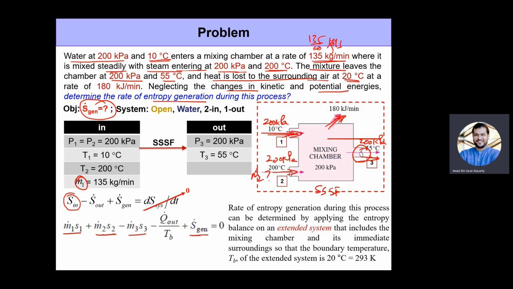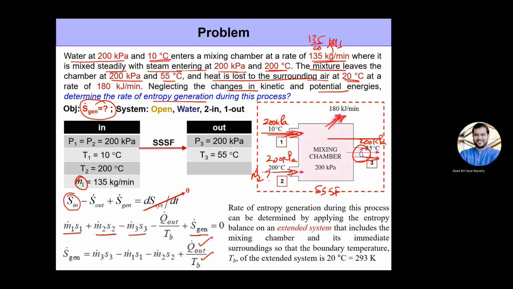Plus, of course, the entropy generation is equal to zero. Or we can rewrite this equation by sending all other terms to the right hand side: entropy generation is equal to m dot 3 s3 minus m dot 1 s1 minus m dot 2 s2 plus Q dot out by TB. TB is the temperature of the boundary at which this is happening, and we're going to take it as the temperature of the surroundings. So this is known. Q dot out is given to us.